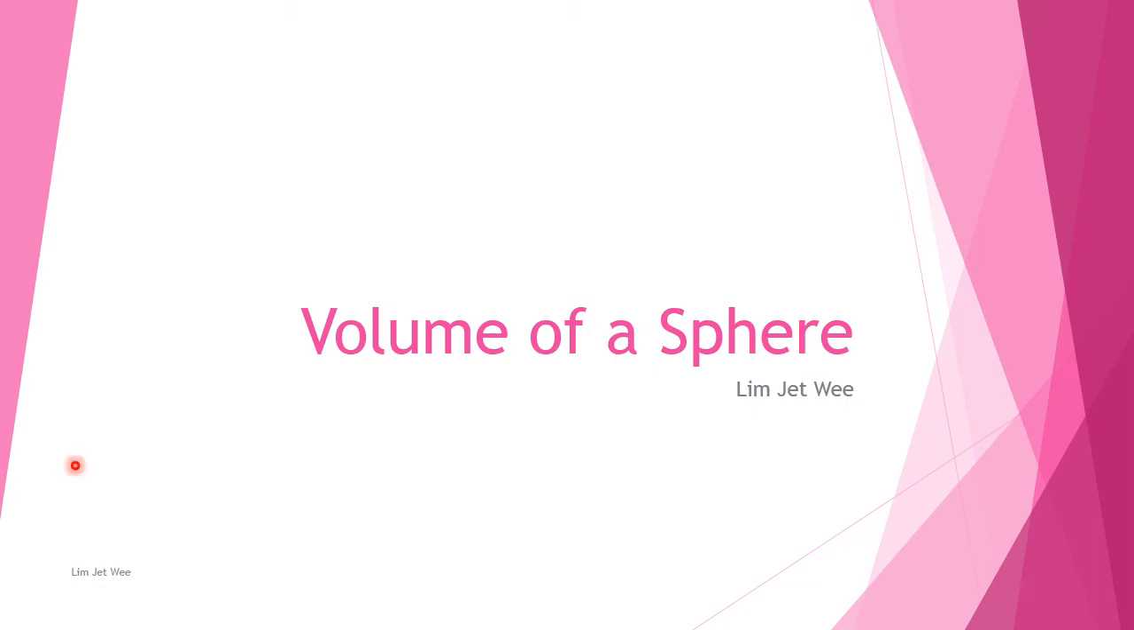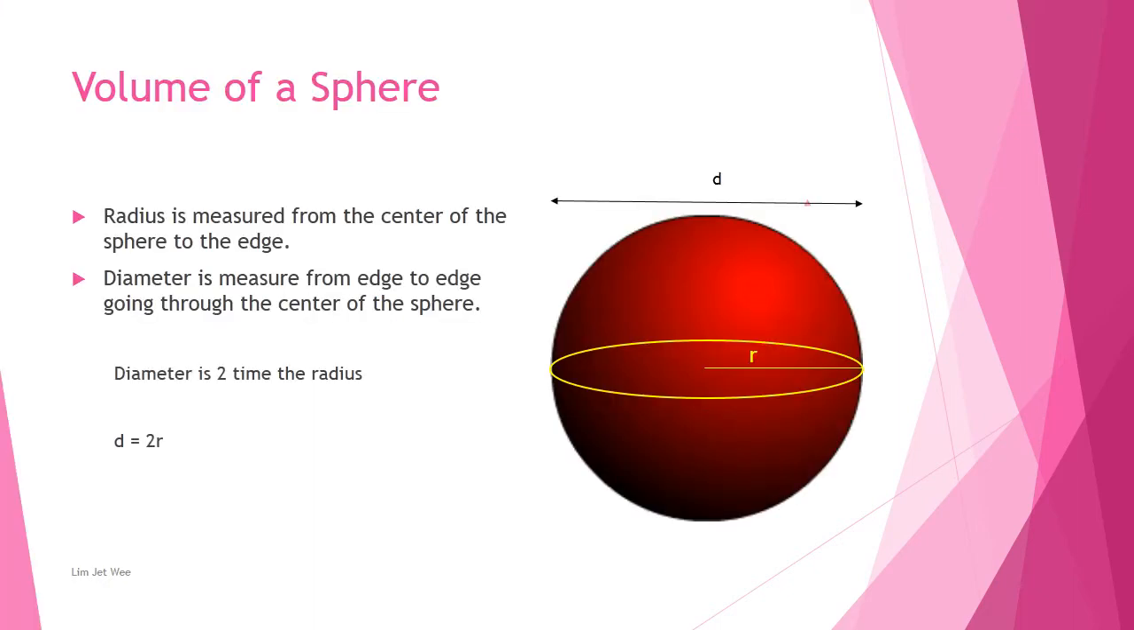We are going to look at the volume of a sphere for this particular session. A sphere is a round ball, and the radius is measured from the center of the sphere, which you can imagine as the center of the ball, to the edge. So I will represent it like this, from the center all the way to the edge. And this is called the radius.